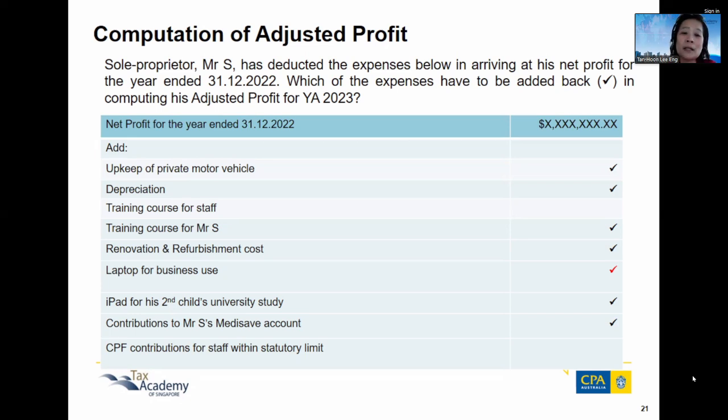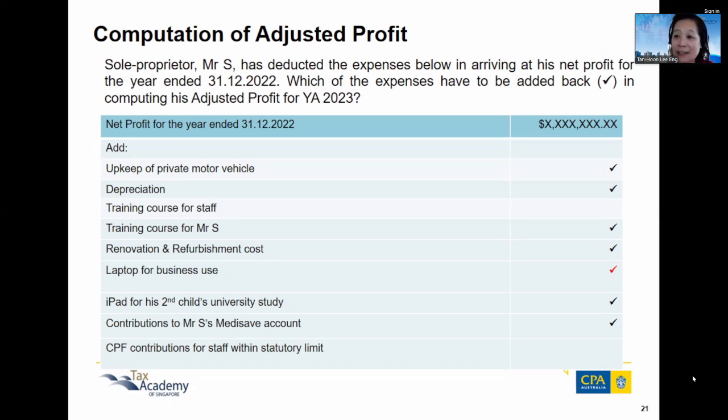Okay. iPad for his second child's university study. I think quite clear. This one nothing to do with business. This is his child's iPad that he bought for his child. Definitely not allowable. Contribution to Mr. S's MediSave account, he makes his own CPF contribution, also not allowable. But we may consider CPF relief.